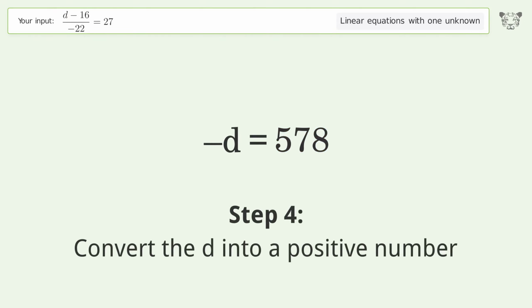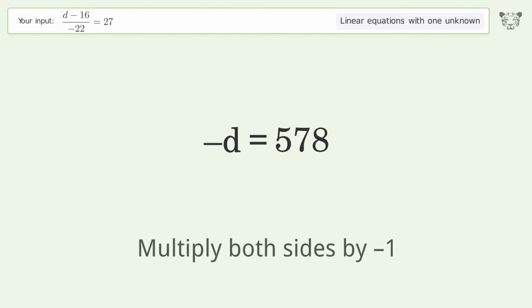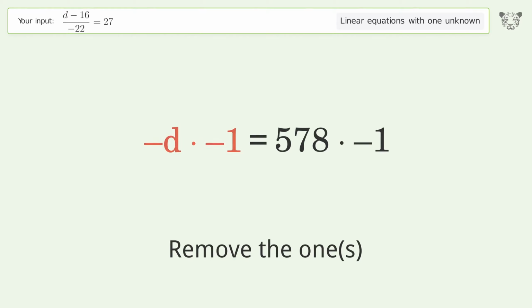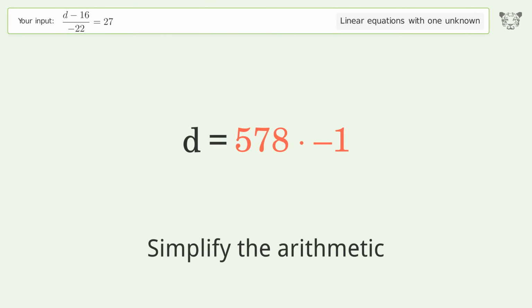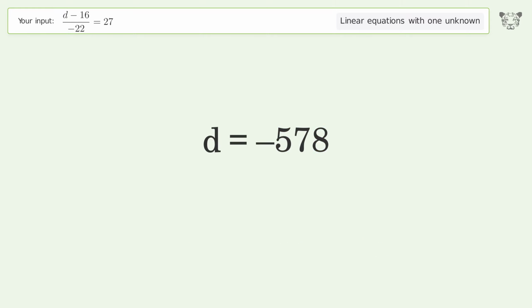Convert the d into a positive number. Multiply both sides by -1. Remove the ones. Simplify the arithmetic. And so the final result is d equals -578.